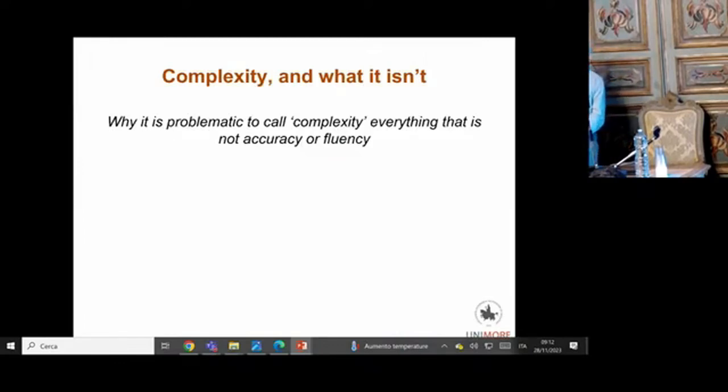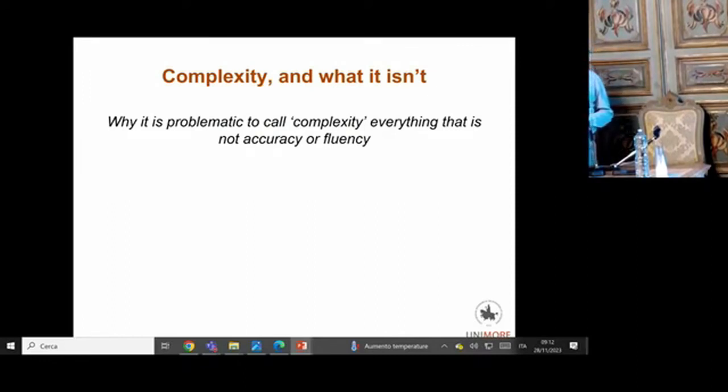Now, in the next slides, I'm going to distinguish complexity from something else, and I'm going to say that it is problematic to call complexity everything that is not accuracy or fluency. Including complexity was a step forward in the 90s, because it added an important dimension. But now we realize that complexity cannot be just one dimension. So language learning cannot be represented by just three dimensions. And what is usually called complexity, I will argue, is at least three, four other dimensions. And it's about time that we start using different terms for different phenomena.